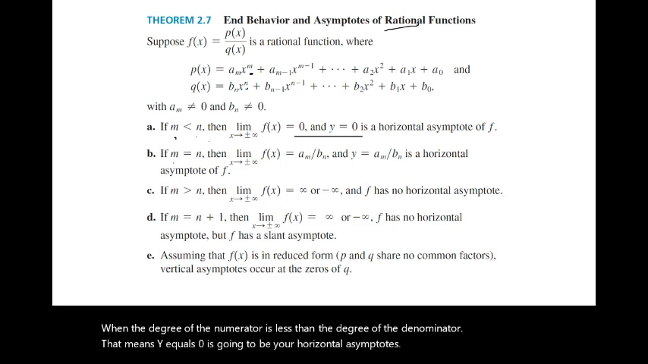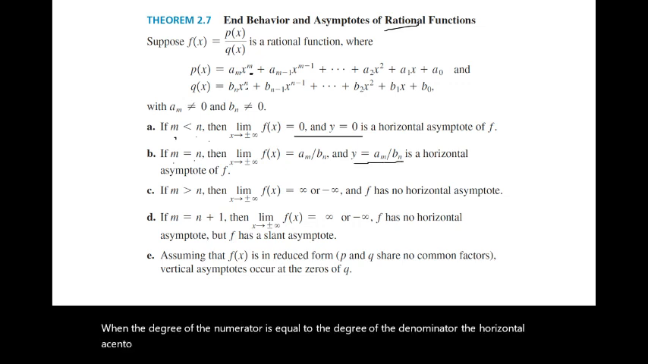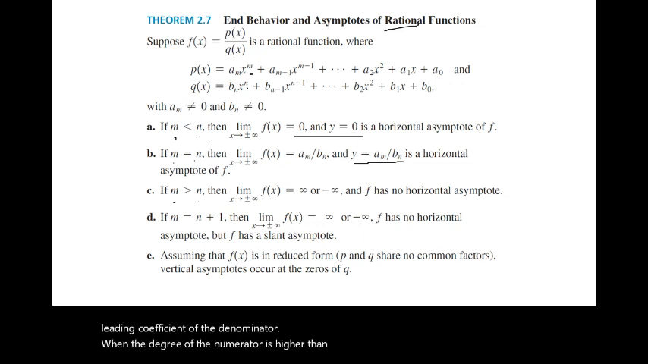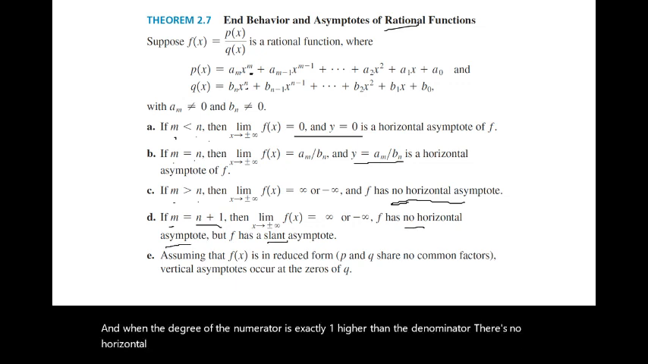When the degree of the numerator is equal to the degree of the denominator, the horizontal asymptote is the ratio of the leading coefficients, so the leading coefficient of the numerator over the leading coefficient of the denominator. When the degree of the numerator is higher than the denominator, there is no horizontal asymptote. And when the degree of the numerator is exactly 1 higher than the denominator, there's no horizontal asymptote, but there is a slant asymptote.